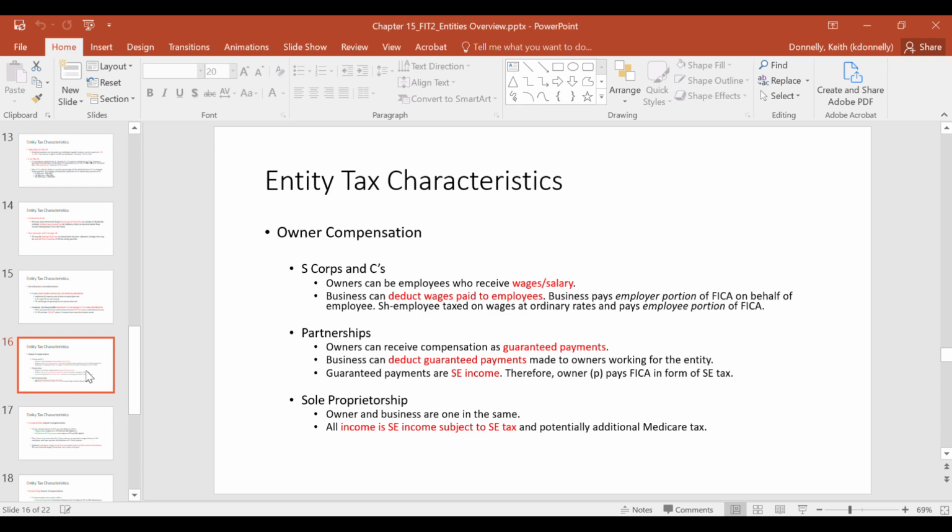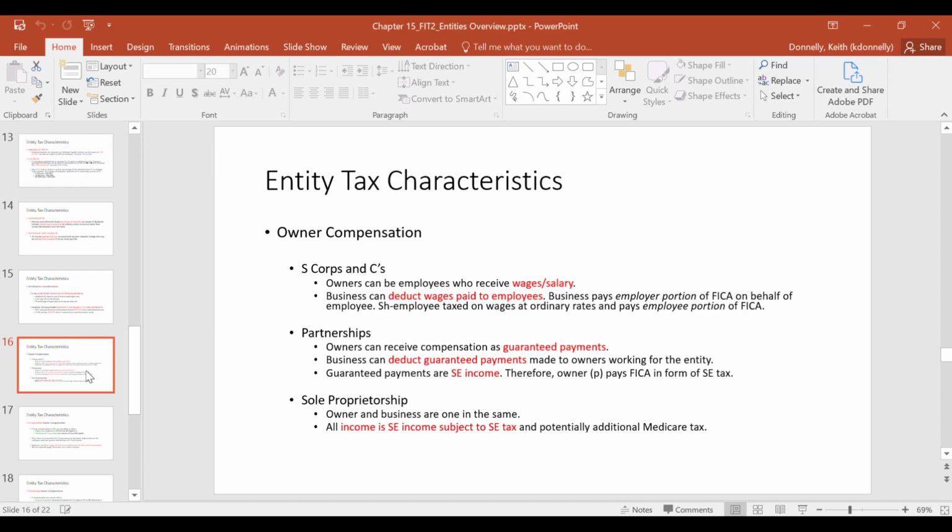So if you're an S Corp or a corporation and you happen to be an employee of that corporation or S Corp, you could be compensated through wages and salary, right? You could receive a salary as an employee. Now, the business itself, in that case, can get a deduction for those wages. And because they're wages, it would be like any traditional setup, right? The employer pays half of FICA and you pay half of FICA. So that's one way for S Corps. Hey, you can be an employee for your S Corp or corporation.